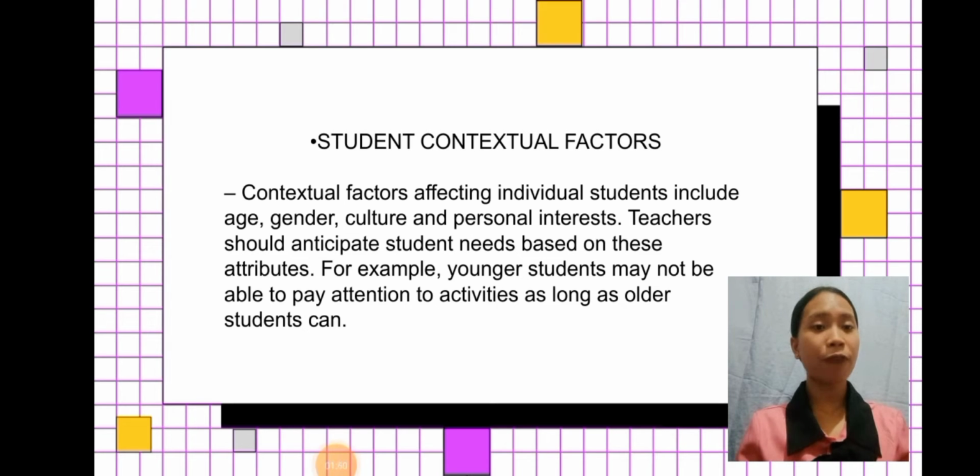Student contextual factors. Contextual factors affecting individual students include age, gender, culture, and personal interests. Teachers should anticipate student needs based on their attributes. For example, younger students may not be able to pay attention to activities as long as older students can. So we need to consider some personal interests of our learners for them to be in a place where they want to learn. We need to consider the age, gender, and culture of an individual.